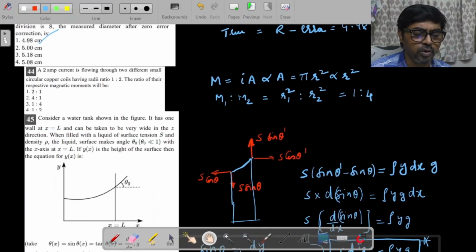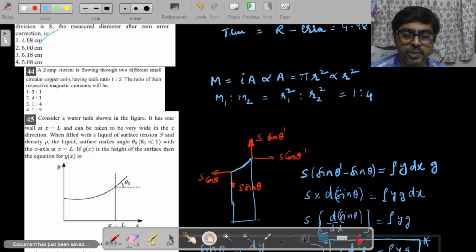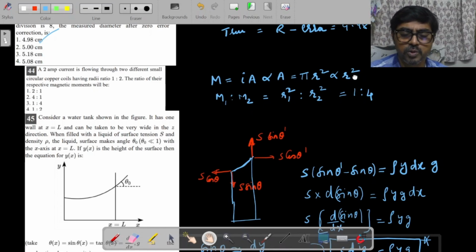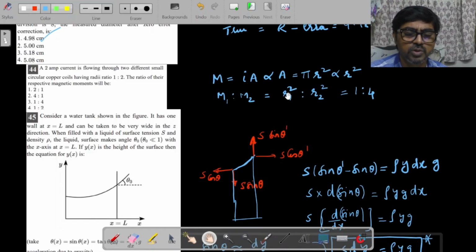Now, 44. A 2 ampere current is flowing through two different small circular copper loops having the radii 1:2. The ratio of their respective magnetic moment is asked. Magnetic moment formula is current into area of the loop. And they are talking about only area, current is the same in both the loops. So, area is proportional to radius square, area equal to pi r square. That means magnetic moment is proportional to radius square. M1 by M2 equal to R1 by R2 whole square. 1 by 2 whole square is 1 by 4.